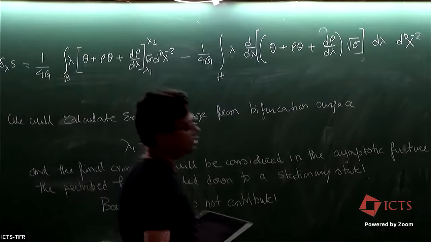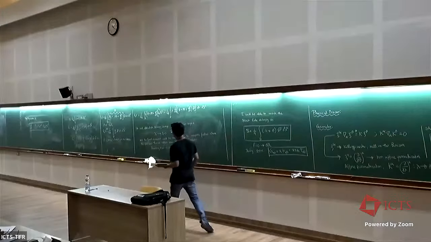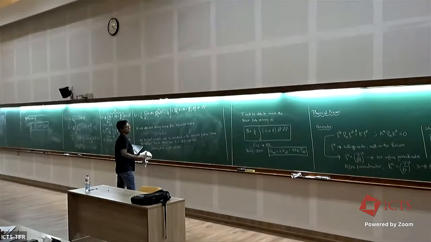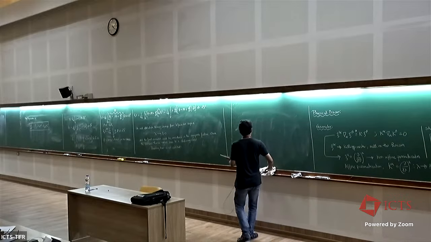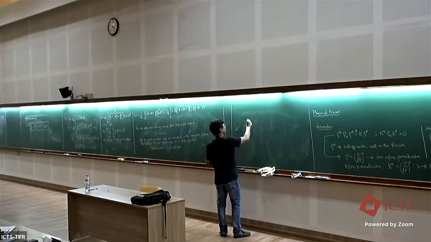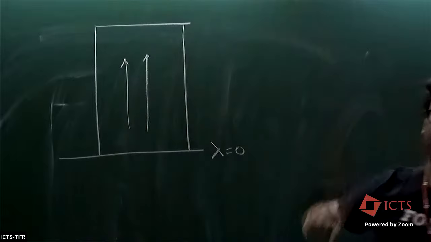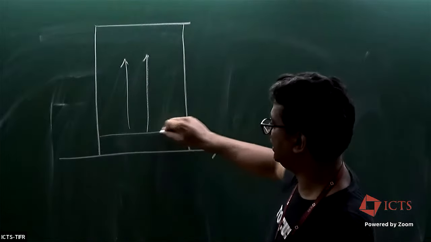So let me draw this. Maybe I'll draw it here. If there was no perturbation, let's assume the picture would be like this. This is lambda equal to 0. These are the generators of the old black hole. And this is some lambda. So you can think of this length as like an area.